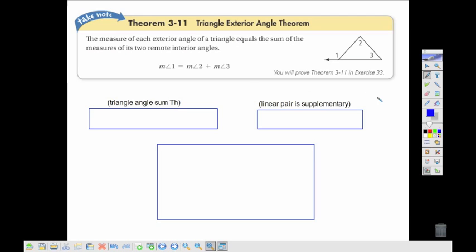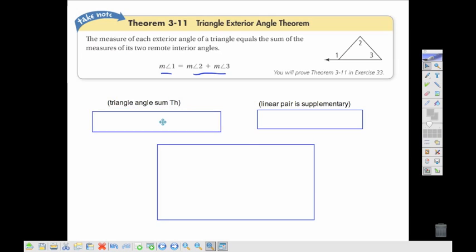What this is telling us is if we look at the angle on the outside, angle 1 is the exterior angle, and we compare that to the angles on the inside, but not touching it, the remote interior angles, that they'll have the same sum.